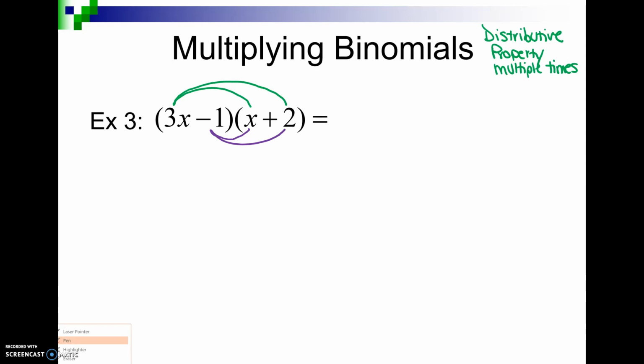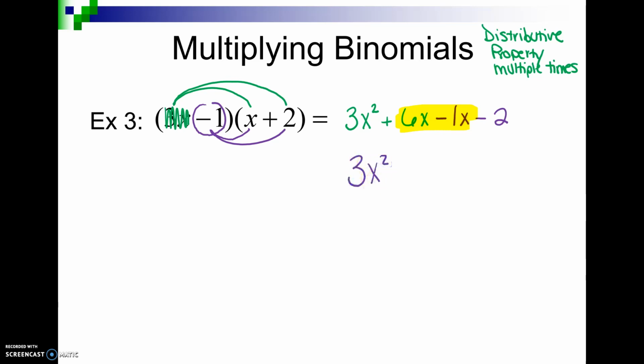So let's start with multiplying. 3x times x is 3x squared. 3x times 2 is 6x. Now we are done. We have distributed the 3x. We can ignore it. Now we need to focus on this negative 1. Negative 1 times x is negative 1x. Negative 1 times 2 is negative 2. And now we look through and combine like terms. I see that we've got 6x and negative 1x. Those are my like terms. There we go. So we have 3x squared plus 5x minus 2.